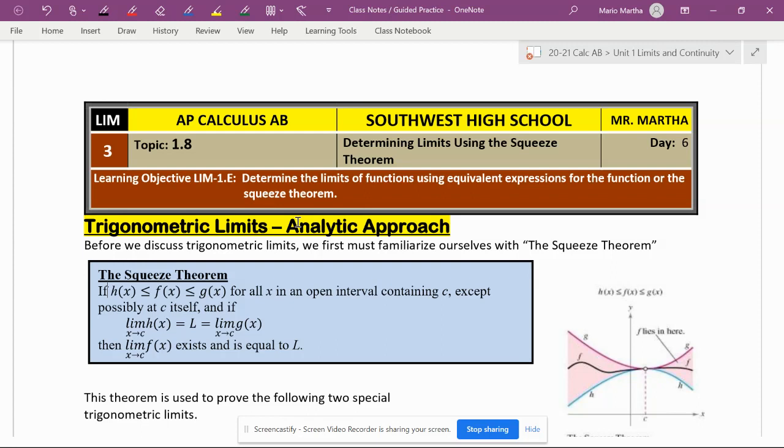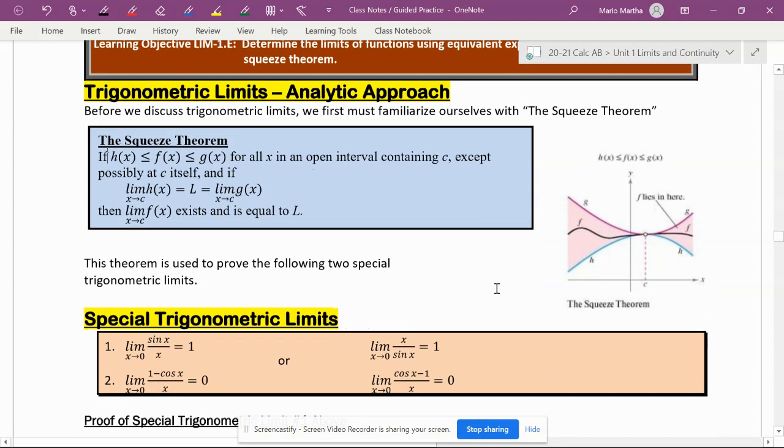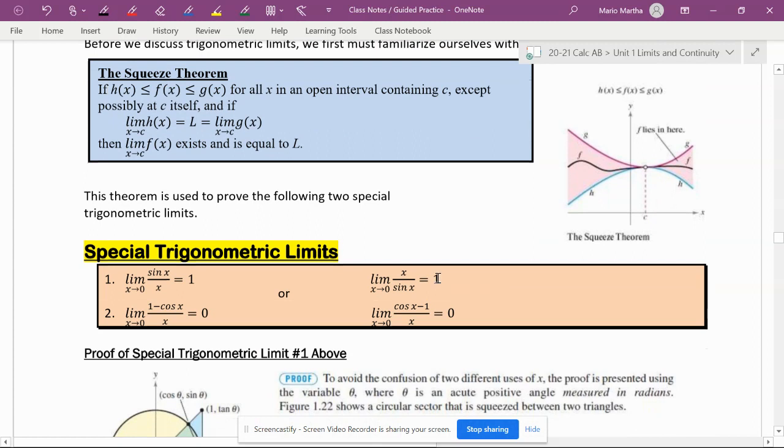What this is telling us is that if we have two functions, g and h, and f is sandwiched between those two, and we know that the limits of both g and h are equal to each other, that means that the limit of f of x will also be equal to L.